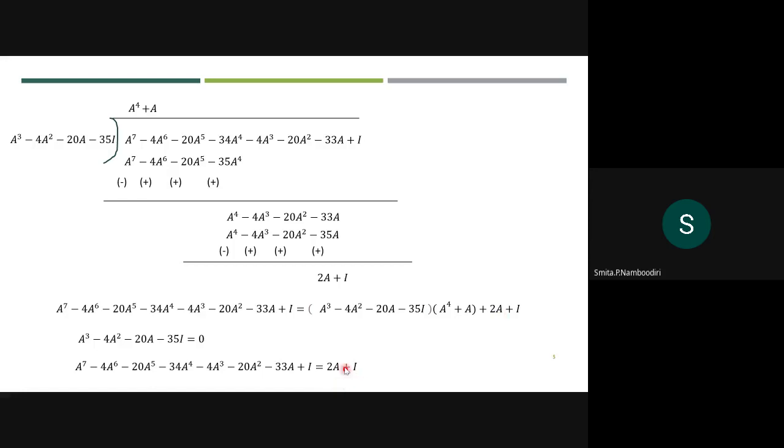Now we have to substitute A and calculate the value of only 2a plus i. The big matrix has been reduced to only 2a plus i. That is the advantage of Cayley-Hamilton theorem. We can calculate higher degree matrices using the Cayley-Hamilton theorem, because this part is becoming 0, it reduces to a smaller matrix. Okay, so now substitute for A and calculate the value of the given matrix.